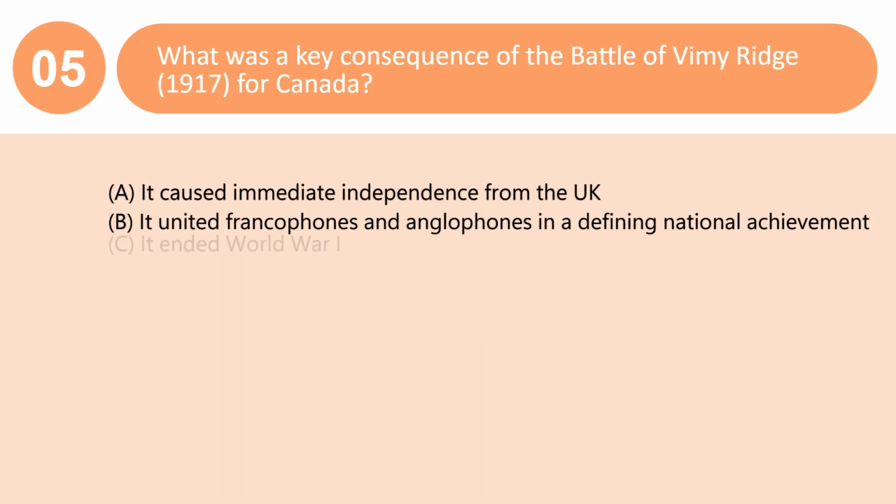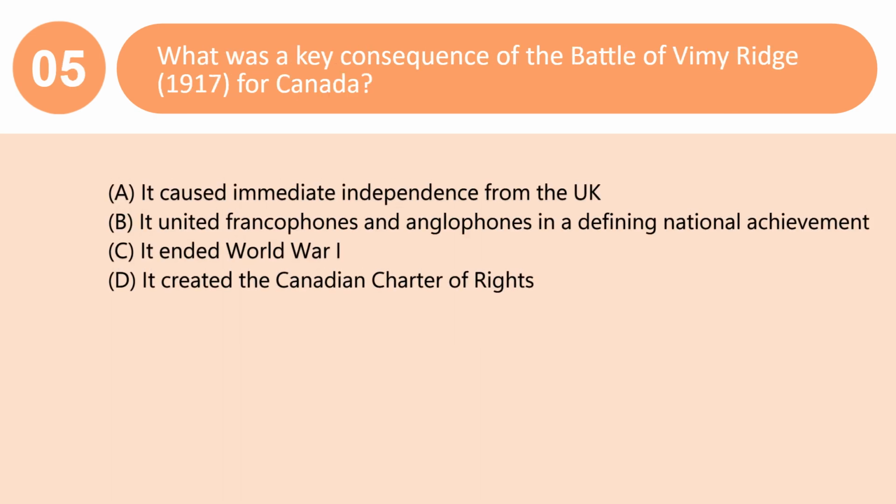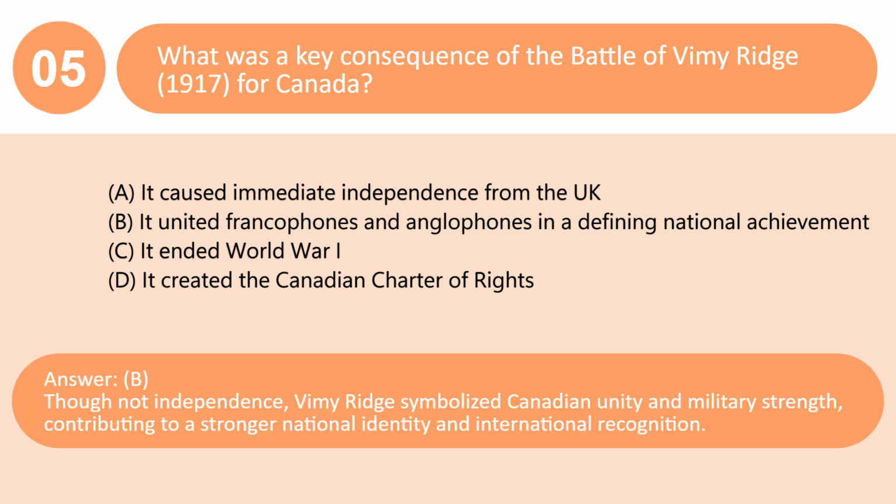What was a key consequence of the Battle of Vimy Ridge, 1917, for Canada? A. It caused immediate independence from the UK. B. It united Francophones and Anglophones in a defining national achievement. C. It ended World War I. D. It created the Canadian Charter of Rights. Answer: B. Though not independence, Vimy Ridge symbolized Canadian unity and military strength, contributing to a stronger national identity and international recognition.